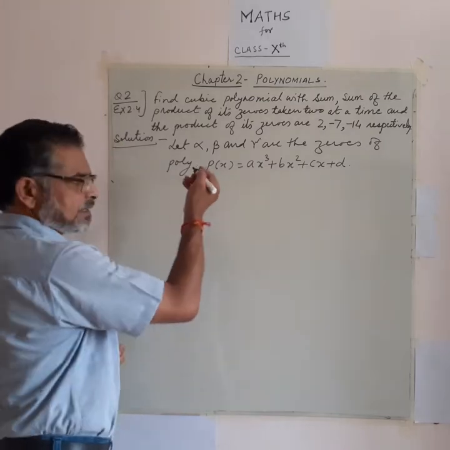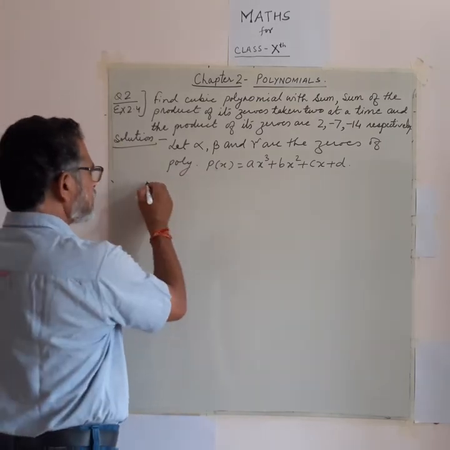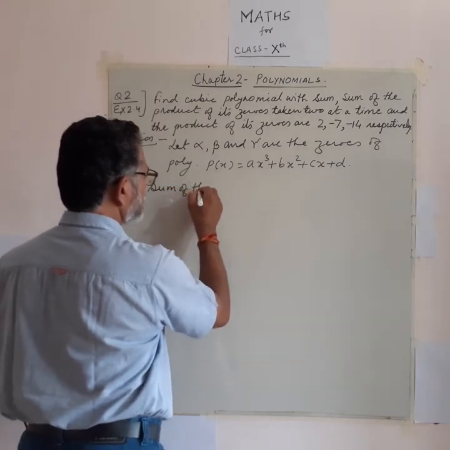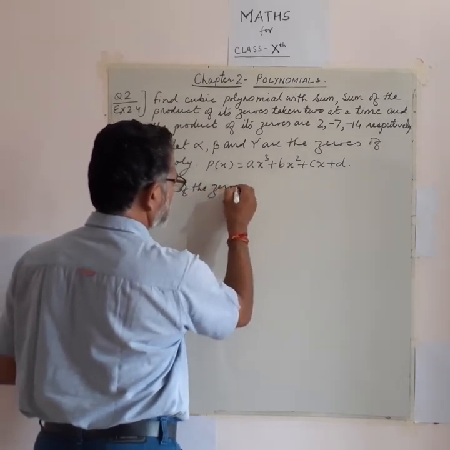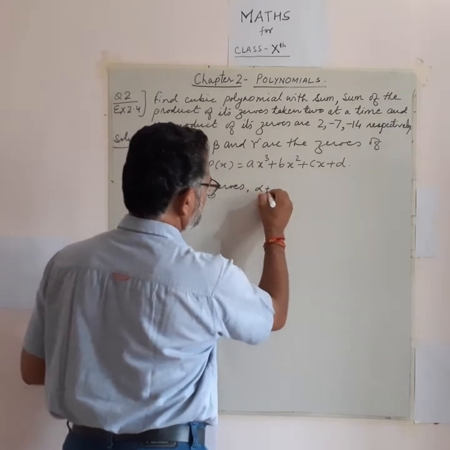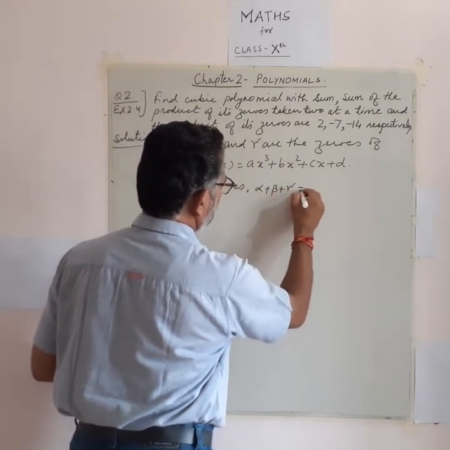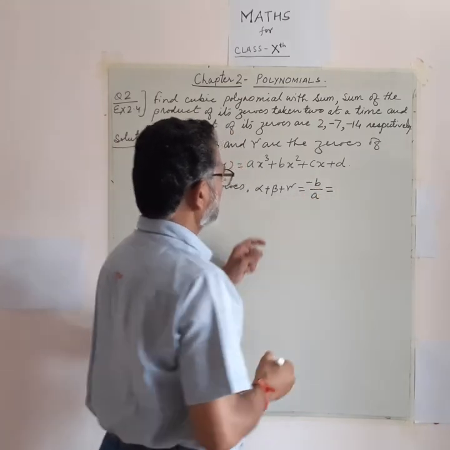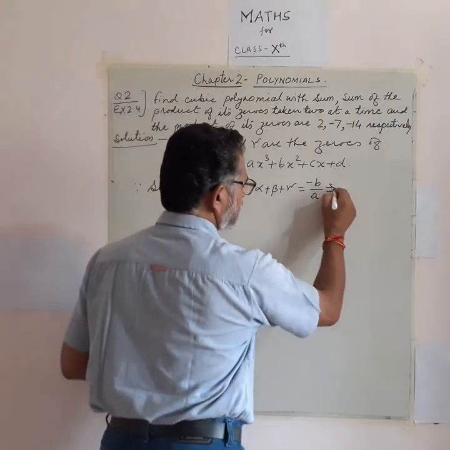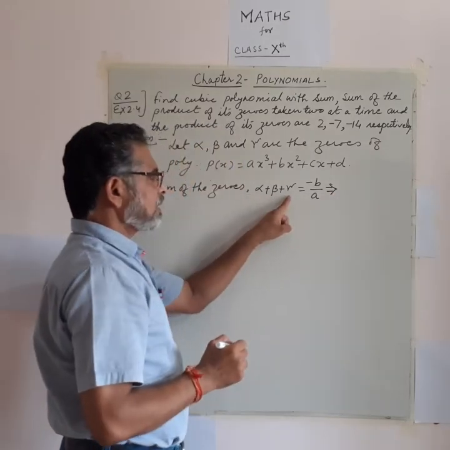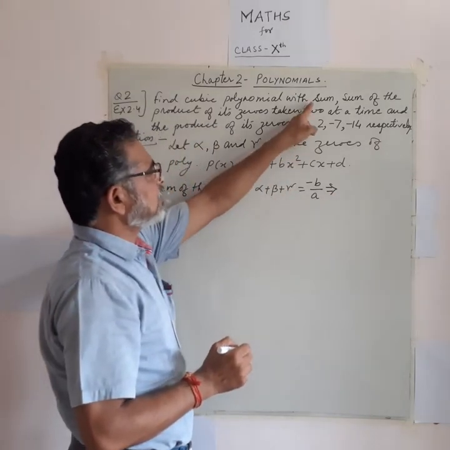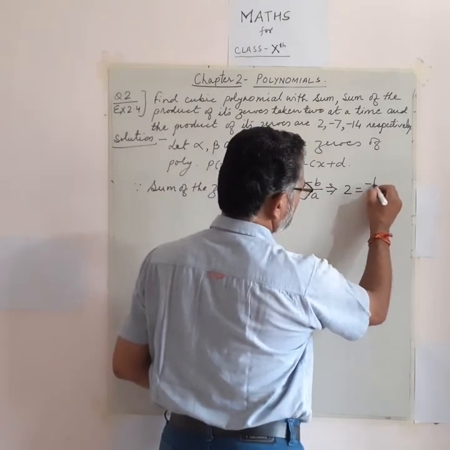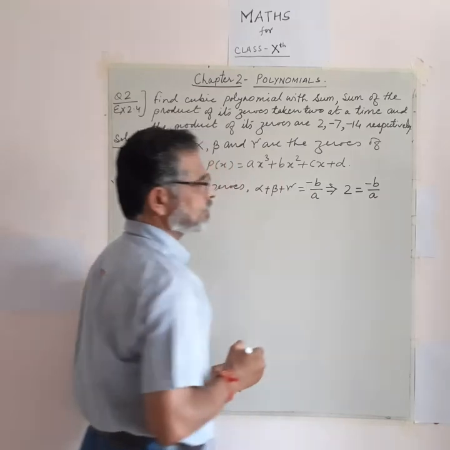As we discussed earlier, the sum of the zeros, that is alpha plus beta plus gamma, is minus b upon a. And what is alpha plus beta plus gamma? The sum of zeros is 2. So 2 equals minus b upon a.